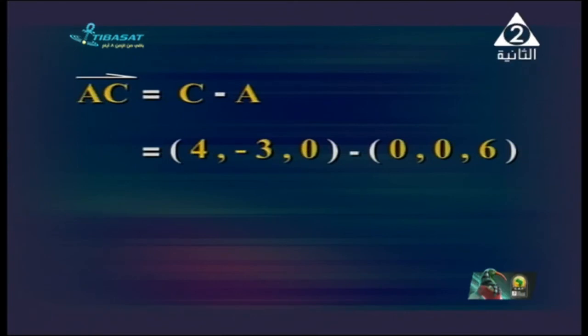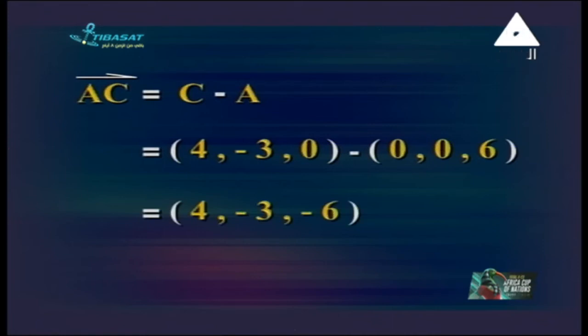C has coordinates 4, negative 3, 0, but A point is 0, 0, 6. Answer is 4, negative 3, negative 6. This is the AC vector. F2 by the same method equals the component F2 vector times AC vector over norm AC.